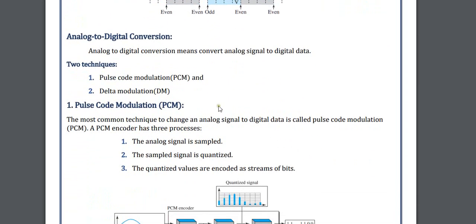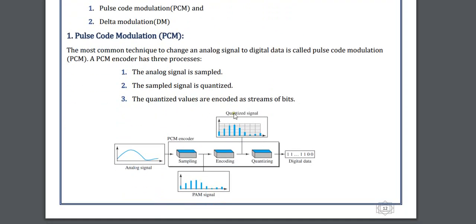Now we are in the section where we need to discuss analog to digital conversion. From the exam point of view, this is very important. There are two techniques. One is pulse code modulation, known as PCM, and another one is delta modulation. The most common technique to change an analog signal to a digital signal is called pulse code modulation, known as PCM.